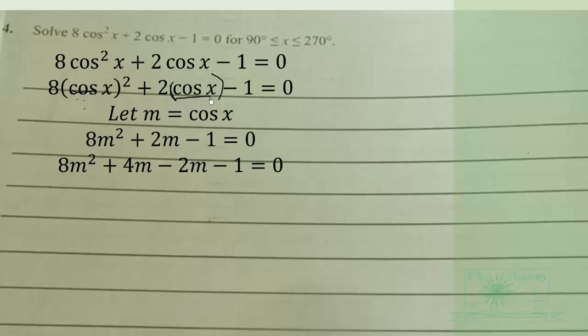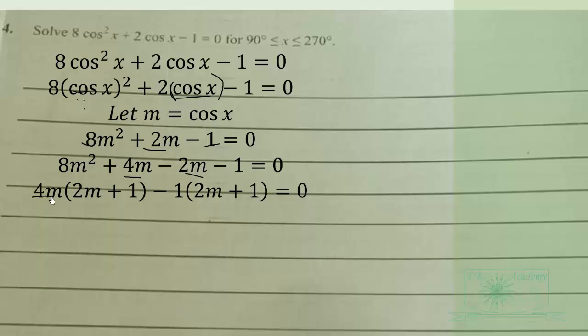So when you multiply this by this, you get negative 8. Now the factors of negative 8 that will add up to 2 are 4 and negative 2. That's why we are using them to split the middle term. And the next thing is we factor. So when we factor, we get the highest common factor to be 4m.